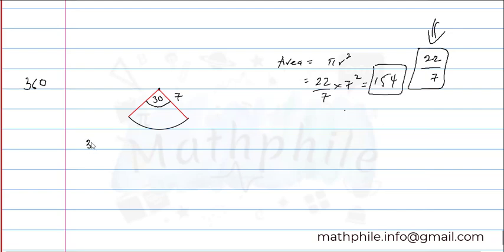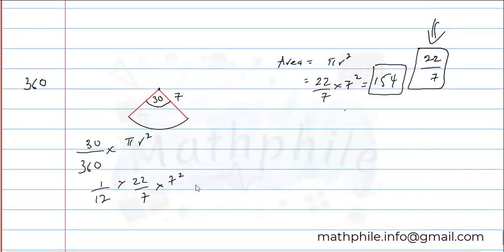So a fraction of this: 30 over the total angle, which is 360, times pi r squared. So in this case, 30 over 360 is 1 over 6. No, it's not 1 over 6, this is wrong. I think it's 1 over 12, since 12 times 30 is 360. Times 22 over 7 times 7 squared. Then you work this one out.